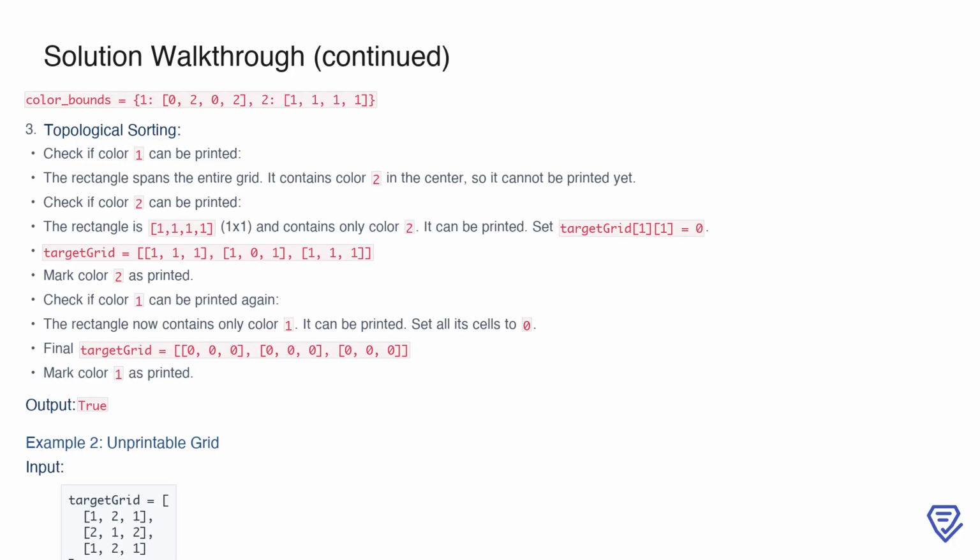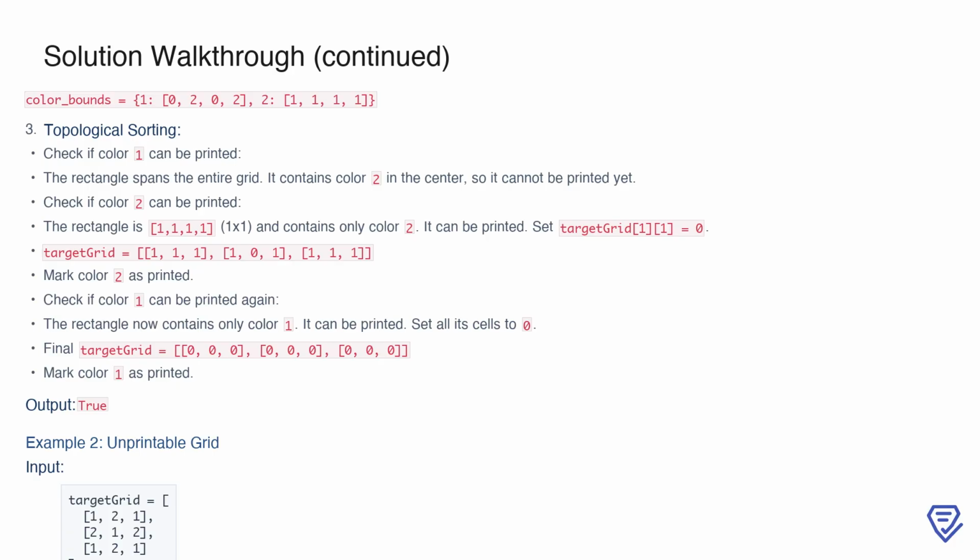With the boundaries recorded, we now proceed to check the printing order using a topological sorting approach. Starting with color 1, we observe that its rectangle spans the entire grid and contains color 2 in the center. This means color 1 cannot be printed yet because its rectangle is not homogeneous. Next, we check color 2. Its rectangle is a 1x1 cell that contains only color 2, making it printable.